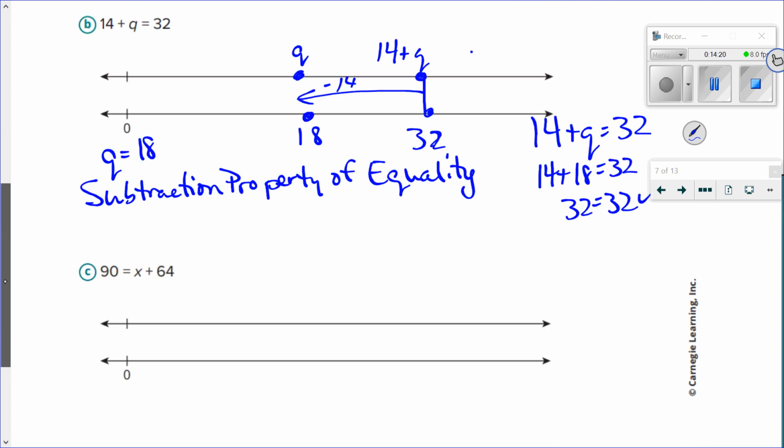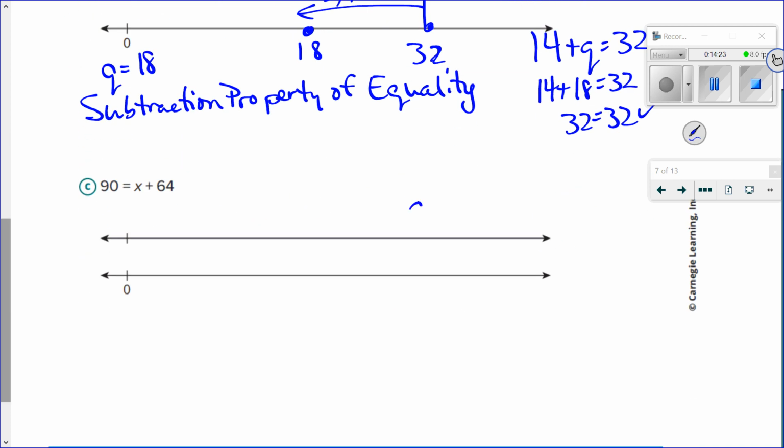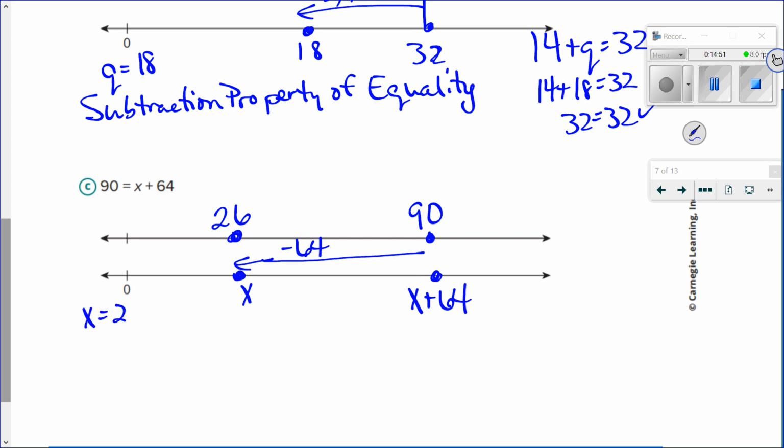Our third one. We have 90, so now they changed it. They put the number on top. And we have x plus 64 on the bottom. How do I get to where I would find x? Minus 64, so it's going quite a ways. Because the opposite of adding is subtracting. So that's going to get us down to x. I take 64 away from 90 and I get 26. So my solution is x equals 26. We again subtracted, so we use subtraction property of equality.